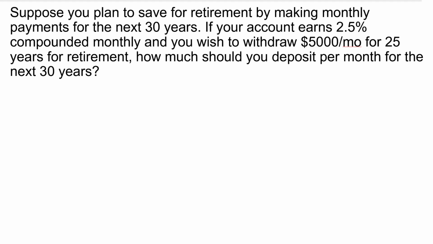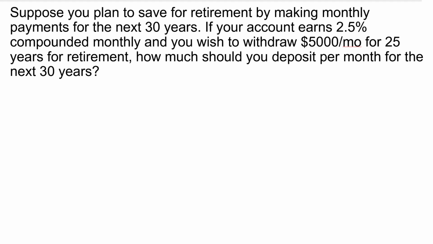All right, so let's look at our example. Suppose you plan to save for retirement by making monthly payments for the next 30 years. If your account earns 2.5% compounded monthly, and you wish to withdraw $5,000 per month for 25 years for retirement, how much should you deposit per month for the next 30 years? All right, so this is a two-part problem, and you'll see some two-part problems in the homework as well. So first, we're saving up money, and then we're going to be withdrawing that money over time to live on.